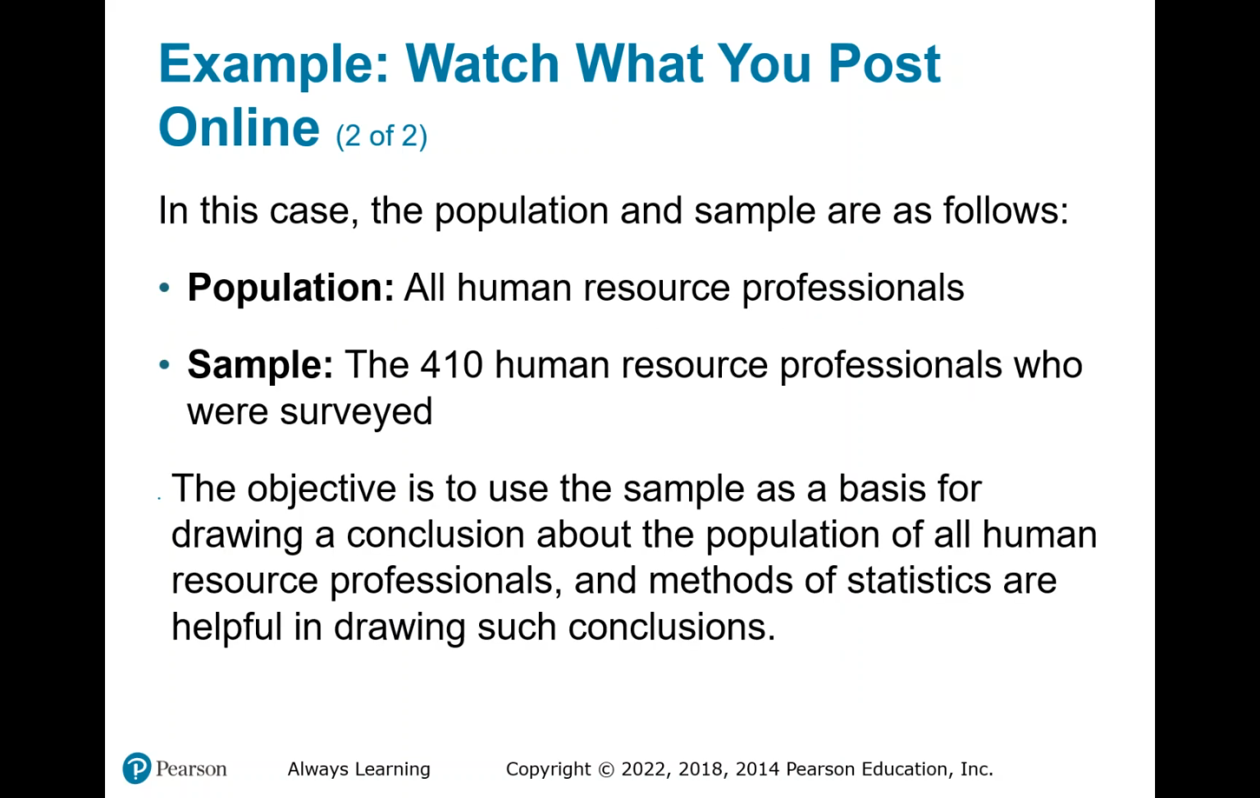In this case, the population and sample are as follows. The population would be all human resource professionals. Since we cannot get information and survey every single human resource professional, we have a sample. The sample is the 410 human resource professionals who were surveyed. So the objective in statistics is to use the sample as a basis for drawing a conclusion about the population of all human resource professionals. And methods of statistics are helpful in drawing such conclusions.